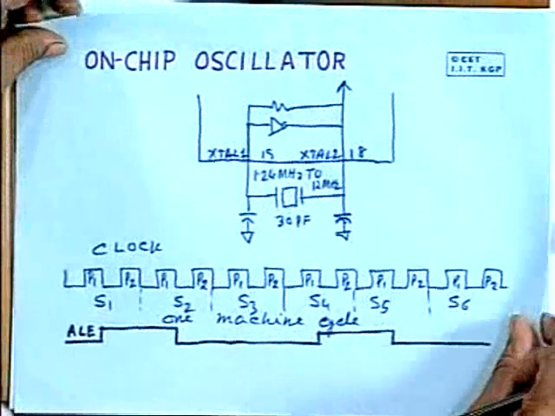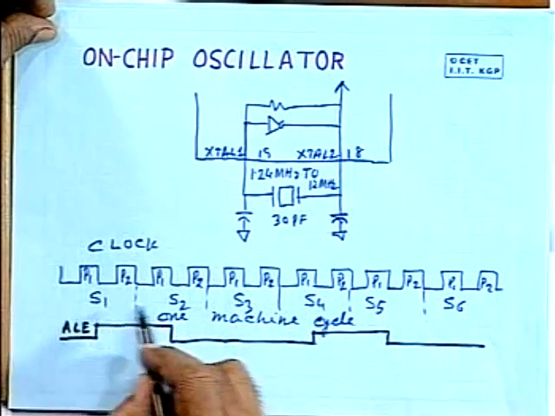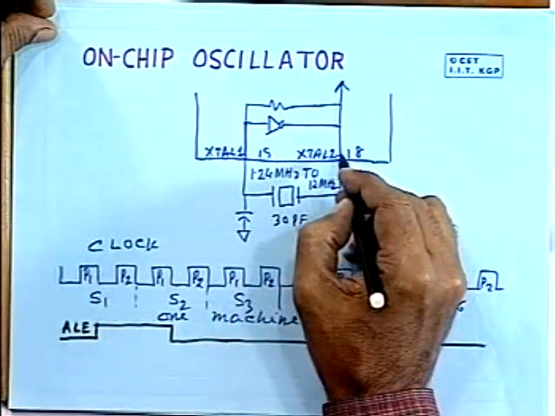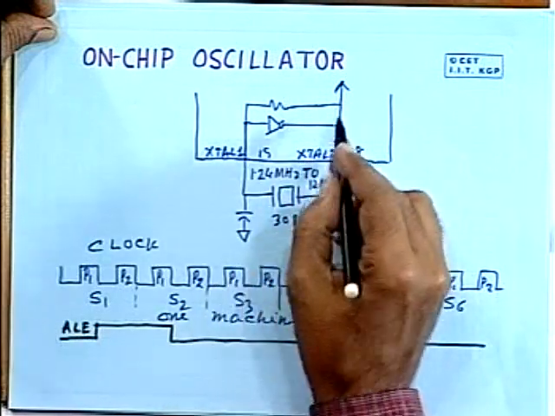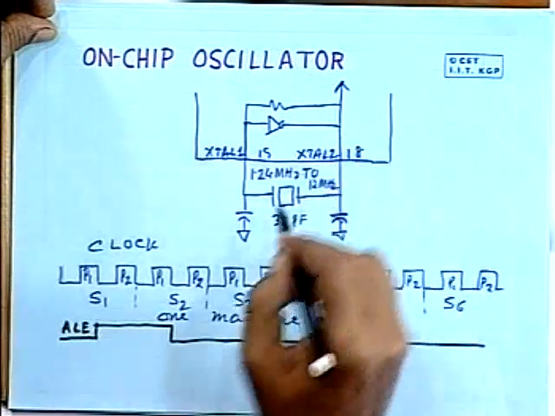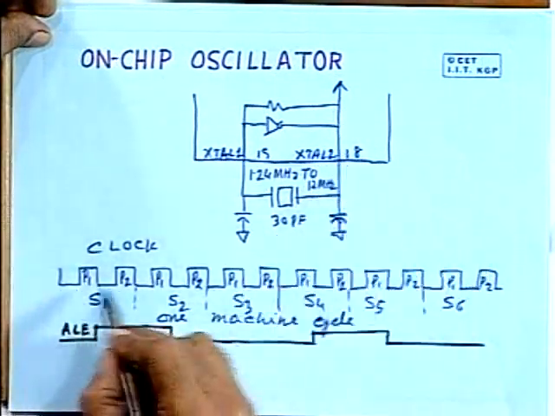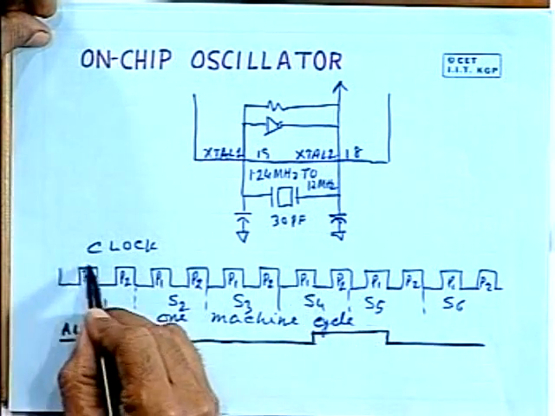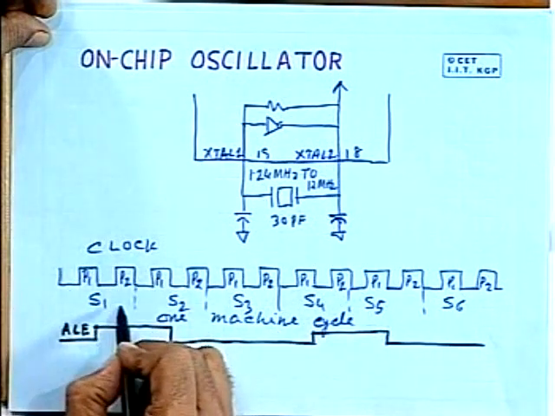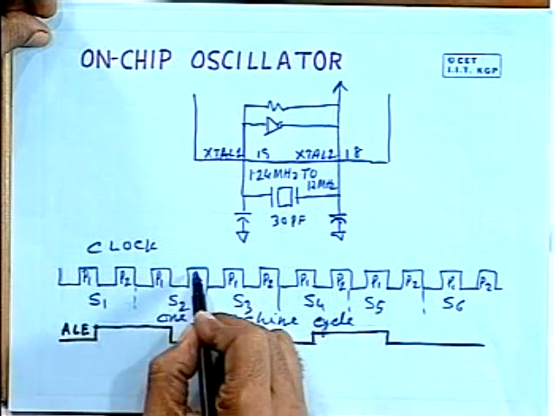So here, for example, we have seen that this is a single machine cycle comprising 6 states: S1, S2, S3, S4, S5 and S6. Internally, this clock, which is available on XTAL2 pin, is divided by 2 to generate a non-overlapping 2-phase clock, which of course is not visible to us. That's why I have drawn only the clock available on this pin. Internally it is converted into 2-phase non-overlapping clocks, phase 1 and phase 2, numbered this way: S1 P1, S1 P2, S2 P1, S2 P2, and so on.